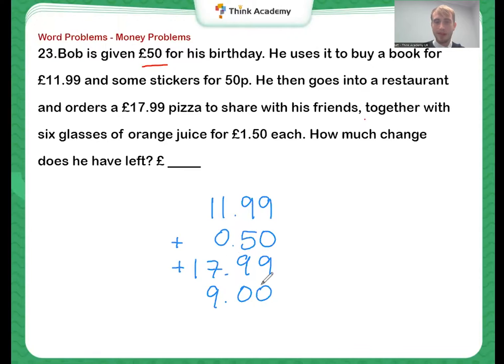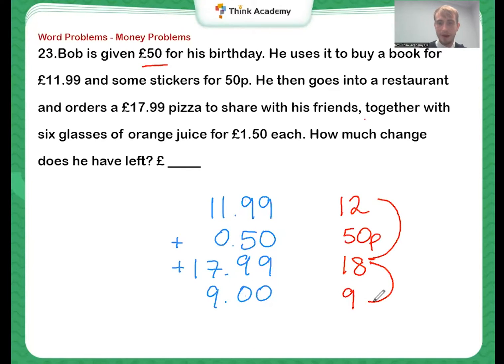Now, in terms of how we add these together, you can add it up as a column addition, but with all these 99s, there's a horrible amount of carries. So what I would suggest here is to spot that these are very similar to nice whole pounds. £12, £18, 50p, and £9. And we can add those all up in our heads. 12 and 18 make £30. Add the 9, that makes £39. Add the 50p, you get £39.50.